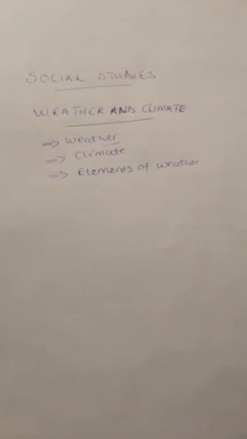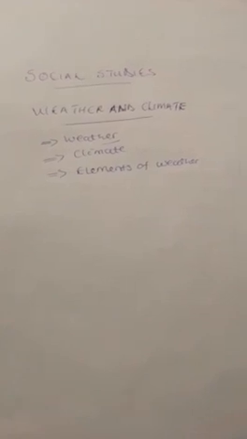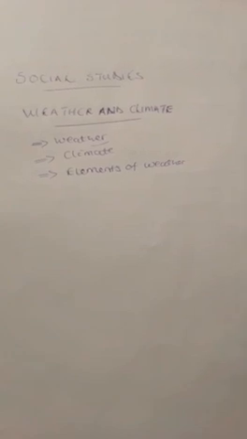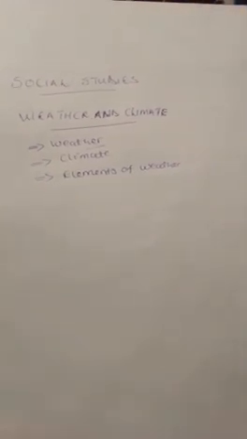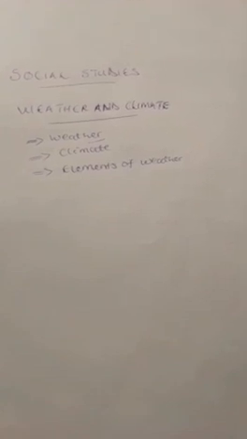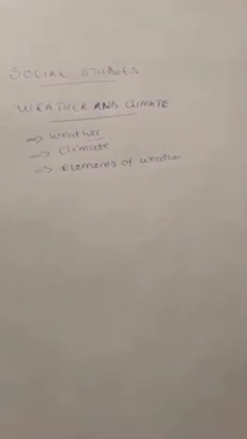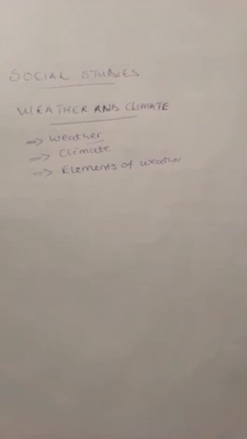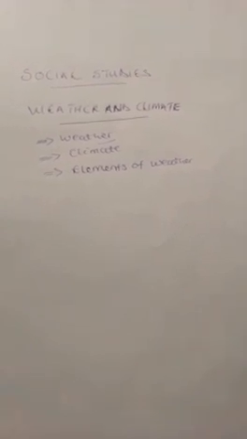So now let's look at climate. What is climate? Climate is the average weather condition of an area over a long period of time. For example, we've heard people saying such a place is very hot, such a place is cold, or such a place receives more rainfall than another place. So that's the climate of that area.